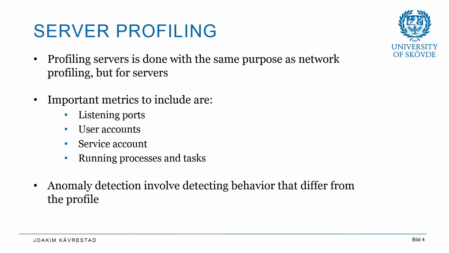Likewise, we have server profiling, which is done with the same purpose as network profiling, but for servers. Some of the metrics that we list here are what ports the server is listening to, what user accounts are using the server, what service accounts there are, and what processes and tasks are running. And as I said, anomaly detection involves detecting behavior that differs from the profile. So when something happens that is not part of the profile, we know that something may be wrong.